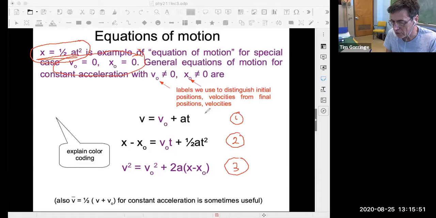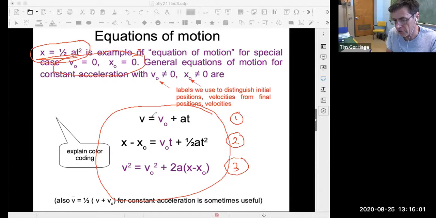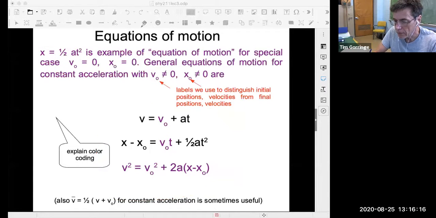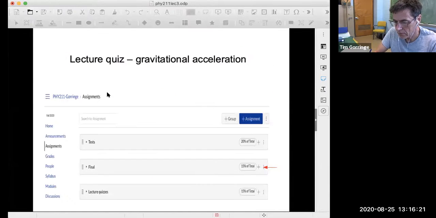But what we're going to turn to now is working on different illustrations, different examples of using these equations of motion. Oh, and so first we're actually going to have a quiz, and then we'll get on to some examples.